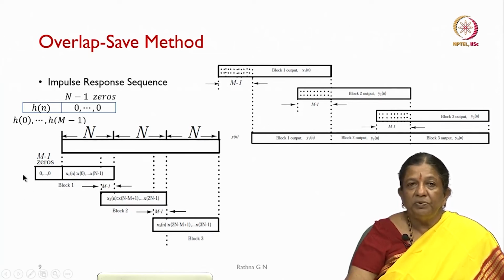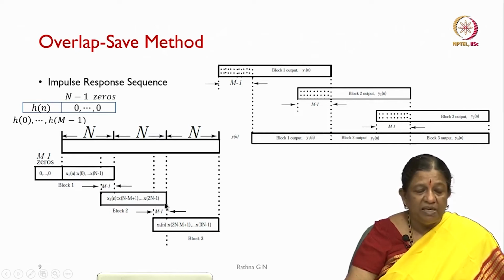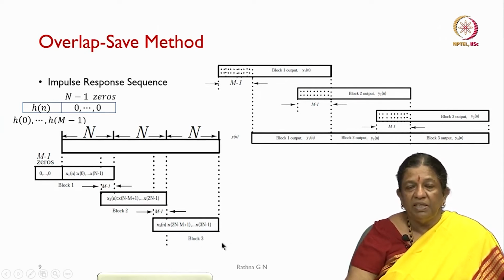Then what we are going to do? For the first block we add M minus 1 zeros to make it an L-length sequence, and then for the next one we take M minus 1 samples from the previous block and add them to the current sequence. That we call block 2. This is the first block, block 2, then block 3, and if we have more inputs, it will go on that way.